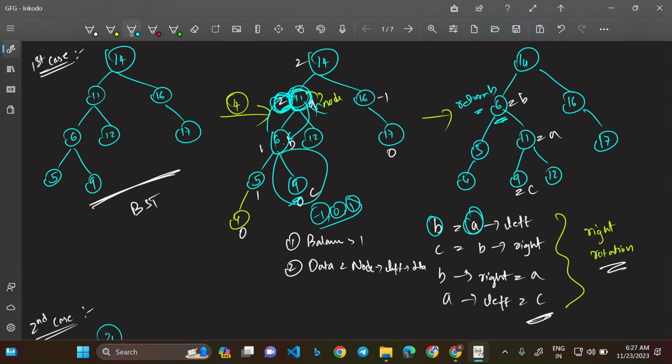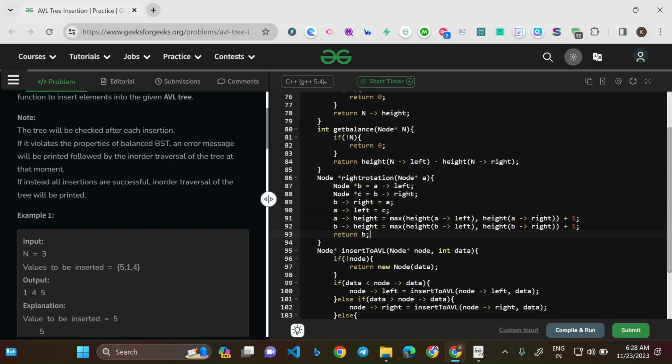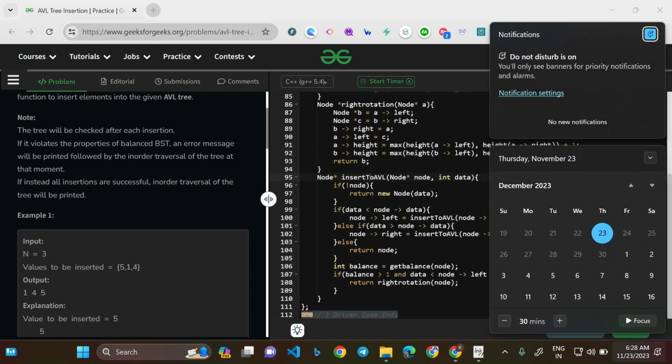All right. That is pretty much clear, pretty much evident. You must actually see this point. Do not get confused. It's the 6 that we need to return as the left child of 14. It's not 11. 11 is no more the left child of 14. It is 6 now. So return 6. So that's what we have done. Return B. Great. Right rotation is done. So this is the first thing.